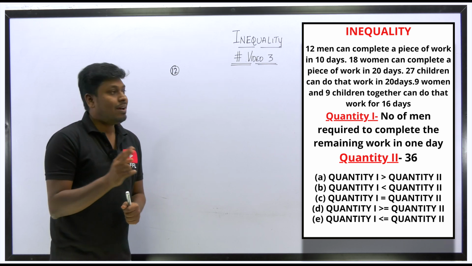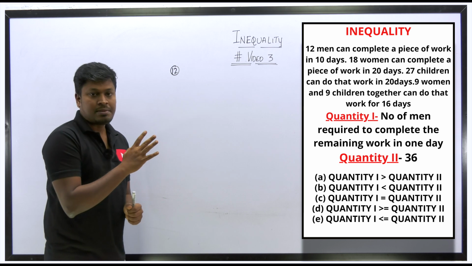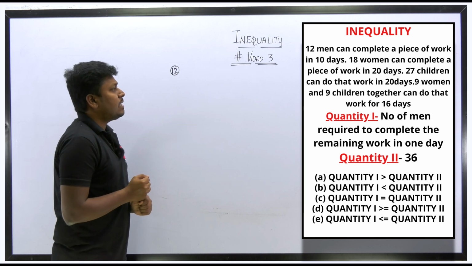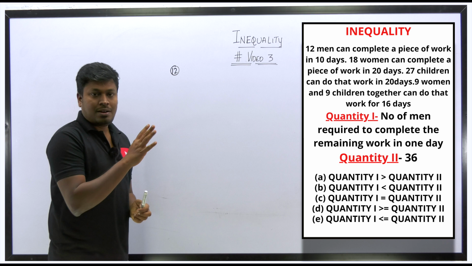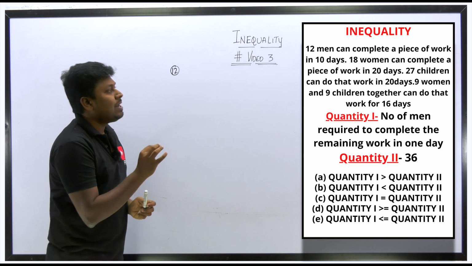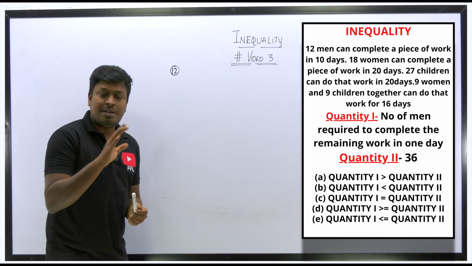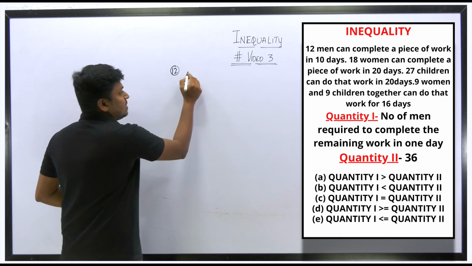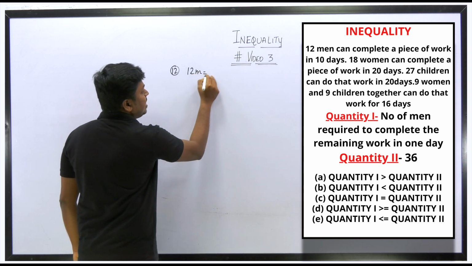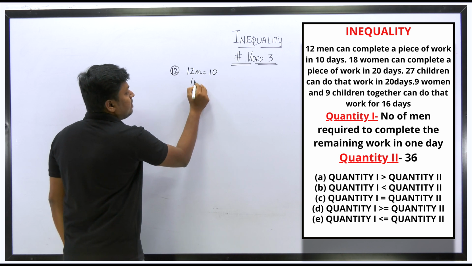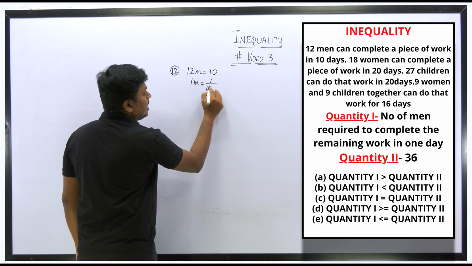Two different ways I have solved a similar pattern question. So now what I can do here is first solve it the normal way, right? Just see, 12 men can complete a piece of work in how many days? 10 days. So we can say that if 12 men equals 10 days, then 1 man is equal to 1 by 10 into 12.